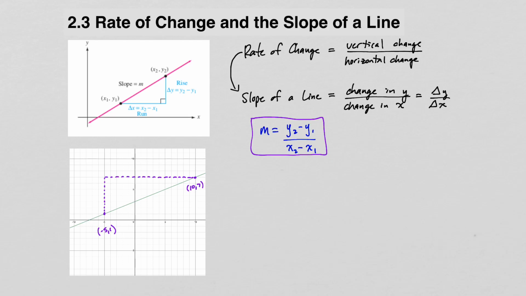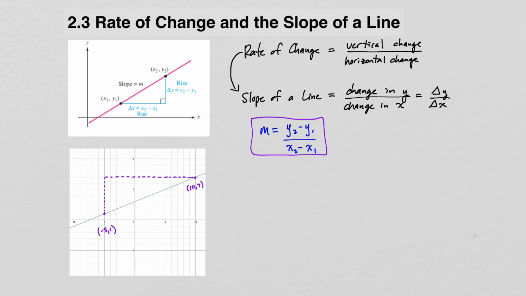In section 2.3, we look at the rate of change and the slope of a line. And basically, they are the same thing. So when you have a graph and you move from one point to another point, you can measure the rate of change by comparing the vertical change to the horizontal change. And if you think of that as a line, we call that the slope of a line.